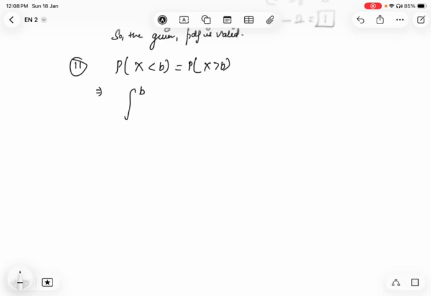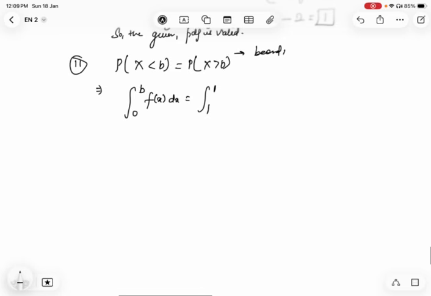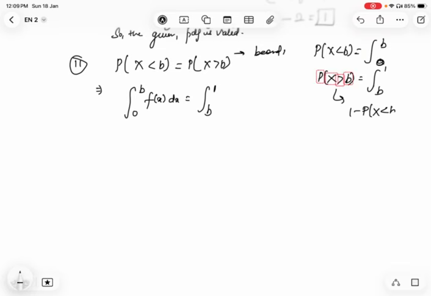See, this is the integral from the lower bound to B of fx dx is equal to the integral from B to the upper bound. Now it is maximum, so probability should not go beyond 1. So what is the maximum range? The maximum range is 1 and the minimum is B. Because for the probability of X greater than B, you can write it as the integral from B to 1, or you should write 1 minus the probability of X less than B. So you can also write it this way. Okay, so these are two ways.